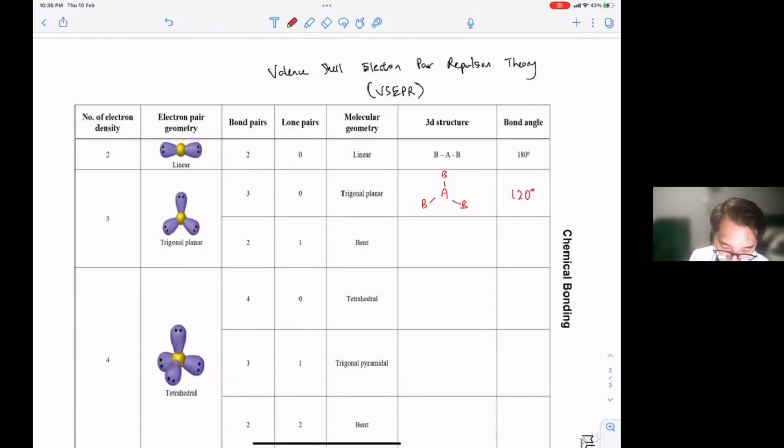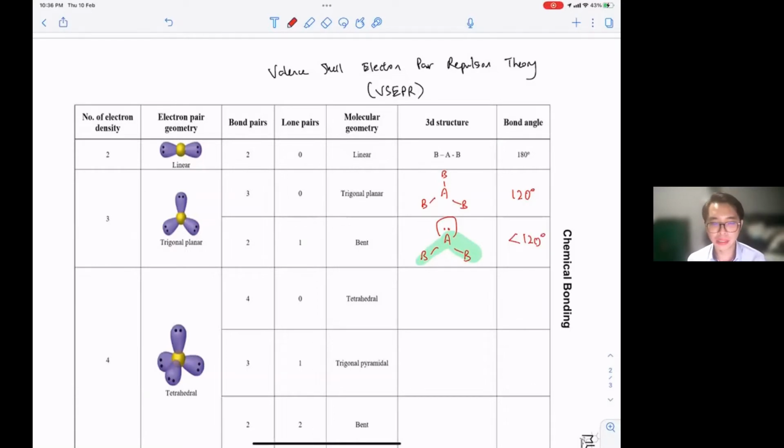Imagine now if you replace one of the bond pairs with a lone pair, this is how it looks. For purposes of considering the shape, you only consider the bond pair. So therefore, we call this a bent shape. Because of the lone pair repulsion, the lone pair will repel and push the bond pairs closer together. So therefore, the bond angle for this will be less than 120 degrees.